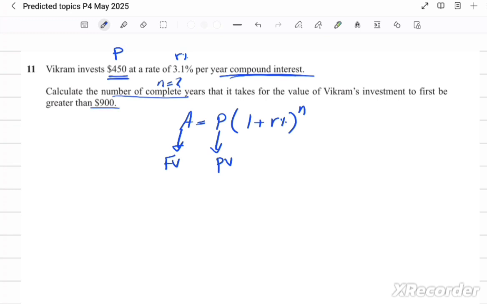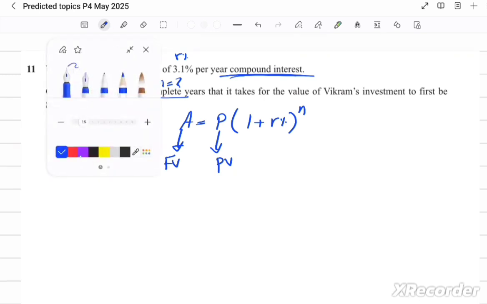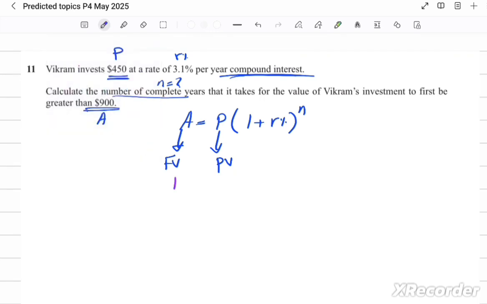Okay, so this 900 is the future value. This is the total investment. So this one is A. Let's substitute in this formula. The future value is 900, the present value is 450, times 1 plus the rate, which is 3.1%, to the power of n. We need to find n. What's n?